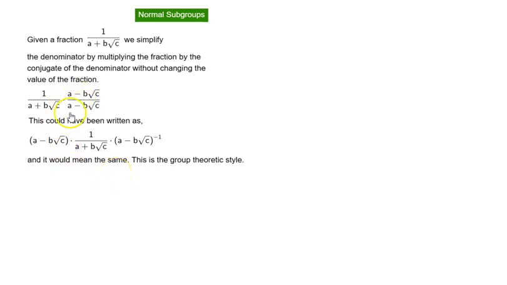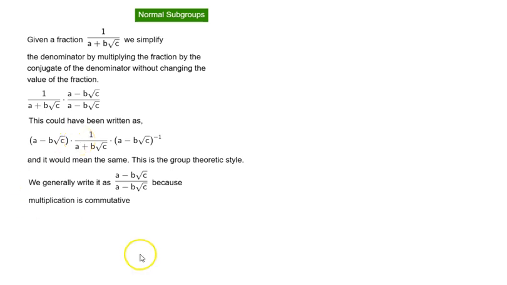So here, a minus b root c on the left hand side times 1 by a plus b root c times a minus b root c inverse, which is nothing but the reciprocal of this. If we write it like this, it is the group theoretic style. But we generally write it as a minus b root c divided by a minus b root c because multiplication is commutative. Whether we use this form or this form, this and this get cancelled because of the commutativity of multiplication. Okay, so that means the value doesn't change.